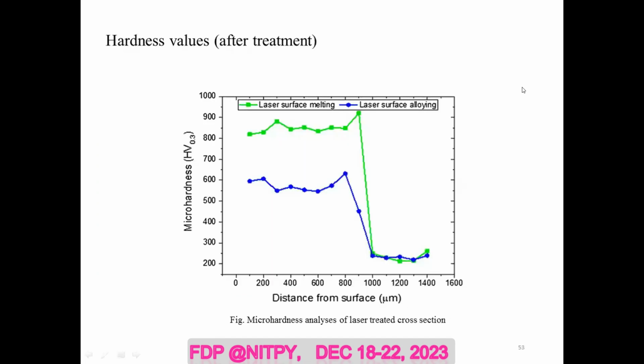Then you can see the hardness values after the treatment. As we know, the base hardness of the nodular cast iron was 220 when we apply 300 grams of load. But here, after the laser alloying process, the hardness improved to around 550 microhardness at 300 grams of load. At the same time, with laser surface melting, the hardness improved to almost 850 HV at 300 grams of load. So I think the hardness improved almost double and triple after the laser treatments.